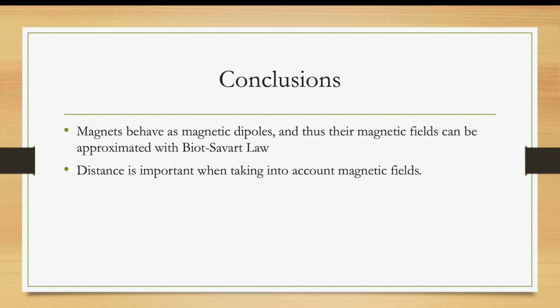So as a conclusion, a magnet behaves as a magnetic dipole, and thus its magnetic field can be approximated with the Biot-Savart law, and with the distance considerations, its intensity decays over distance. And as I said, distance is very important when taking into account magnetic fields.